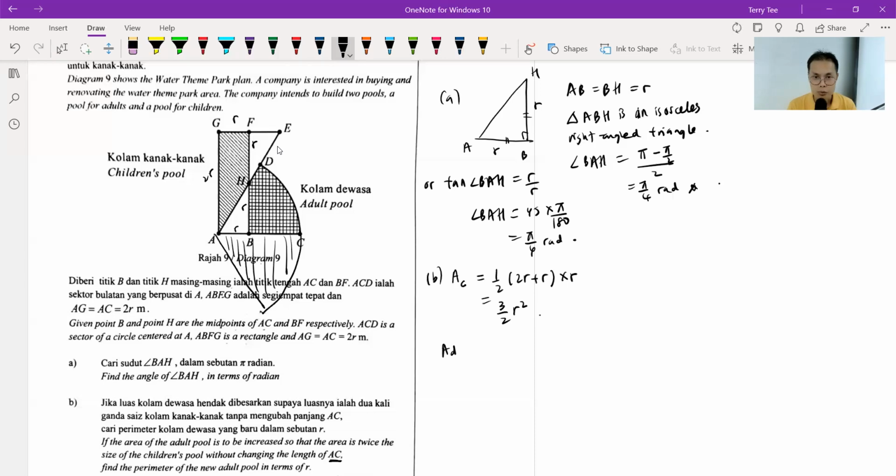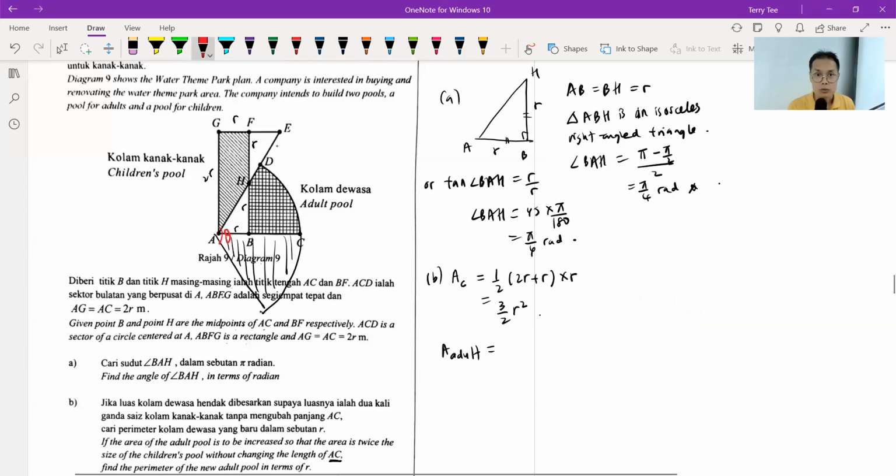Okay, your adult pool in this case, we don't know what is the angle now, because we can't increase the size. When we talk about area, area is half R squared theta. You cannot increase the radius. You have to increase the angle, right? So we don't know what's the angle. We have to find the angle now.